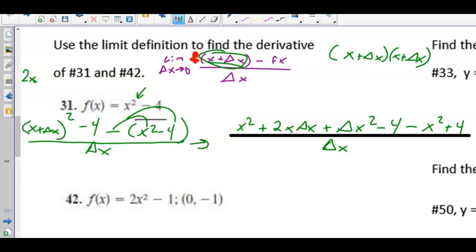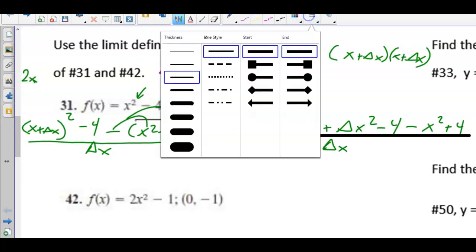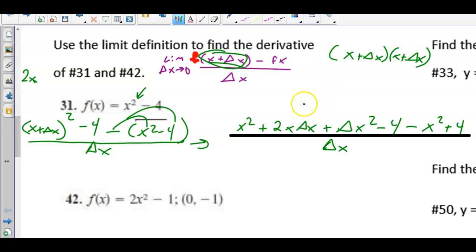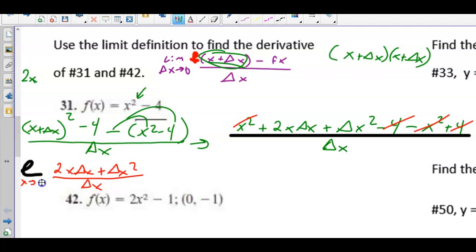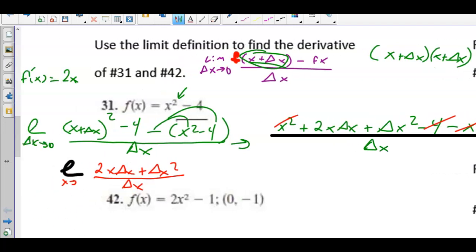Now, let's look at it real quick and see if we can cancel anything out. The x squared cancels with that negative x squared, and that negative 4 cancels with that positive 4. So I'm left with 2x delta x plus delta x squared all over delta x. And don't forget we're doing the limit as delta x goes to 0.